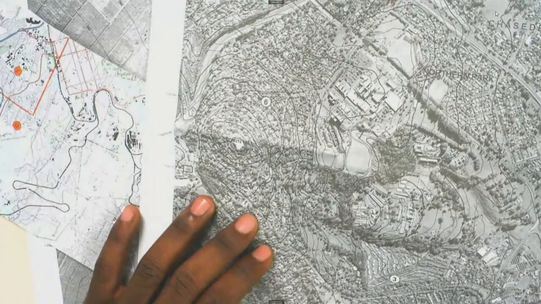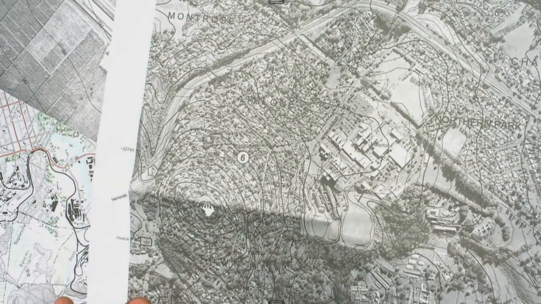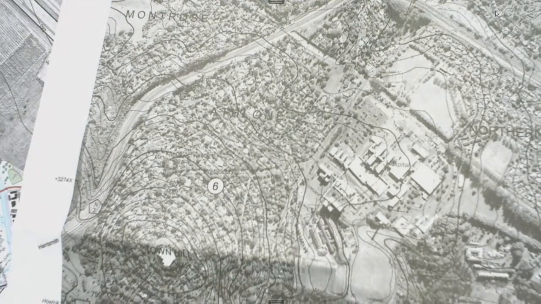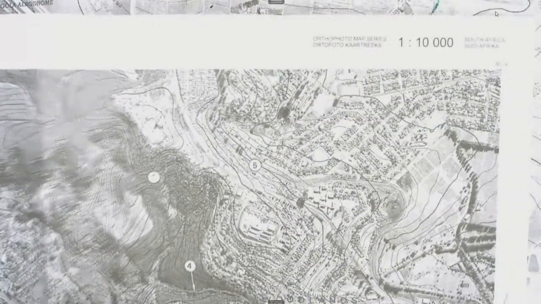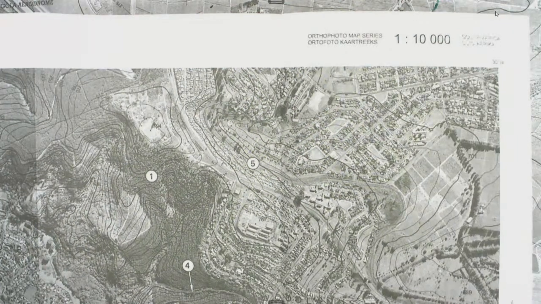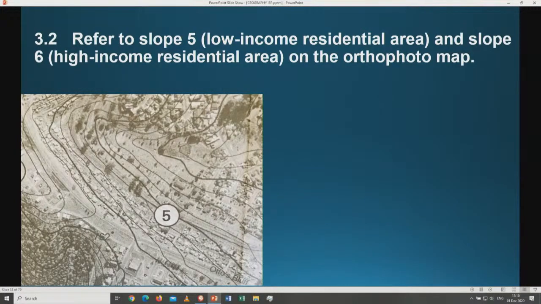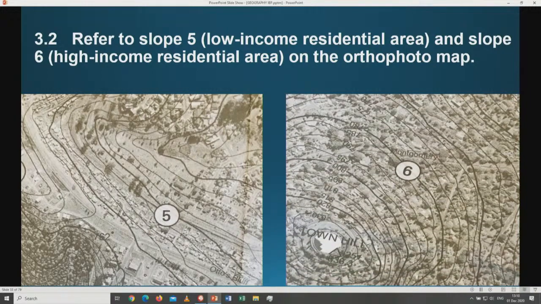Now when you look at landform 6, this is landform 6. You can see, let me just zoom it in again. This is landform 6. And then this one is landform 5. When you look at these two landforms, now let's look at them from the map clip that I have. This is landform 5. See how it looks? It's a low income residential area. And then this one, they say this one is the high income residential area.